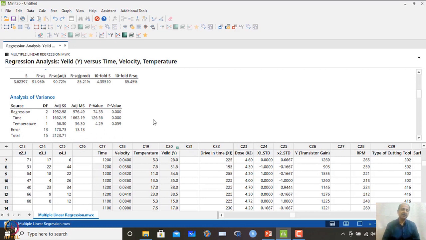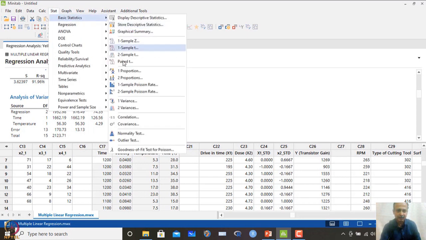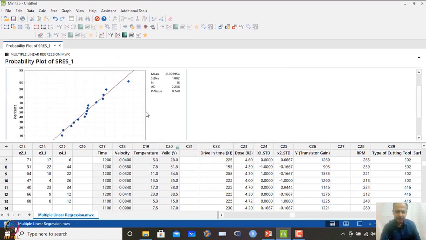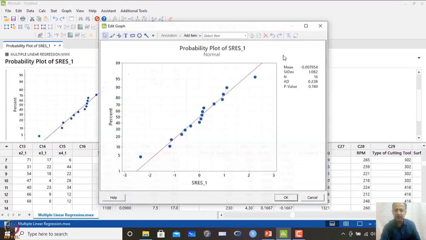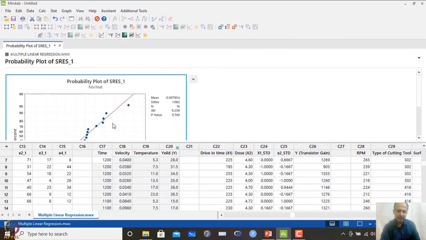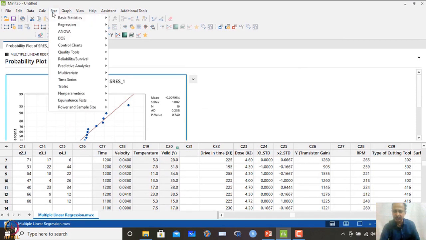If I consider the alpha level of significance as 0.1, in that case we can also consider temperature a significant variable, and we may retain this one. So let us see the normality of the residuals over here. Last, for residuals we can check normality, and in this case the p value is 0.74, so there is not much problem with the normality assumption. In this case normality is not a constraint.